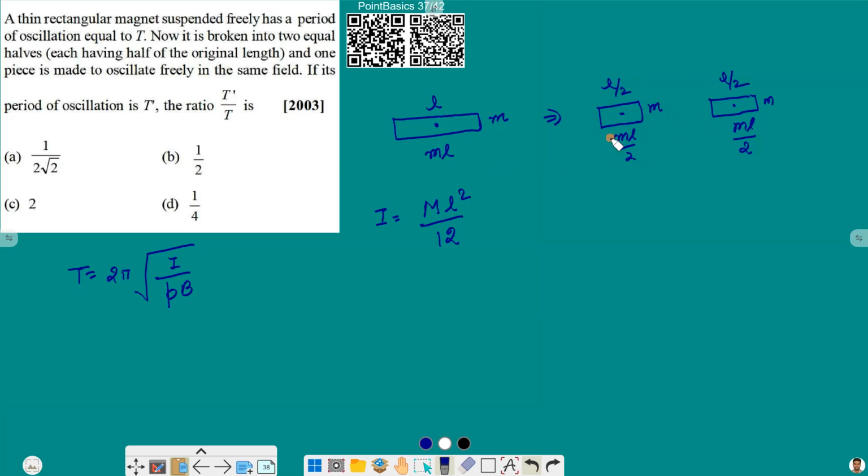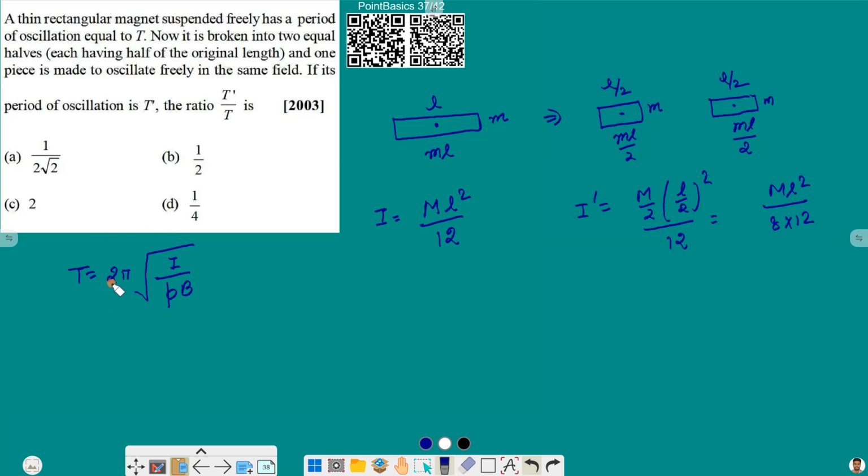Now we have to choose one of these because only half. Now in the second case, one half is oscillating. So I dash for this one will be, now as length reduced to half, mass also reduced to half, M by 2, and length is L by 2, divided by 12. So it will be ML square by 2 into 4, 8 by 12. So ML square by 8 into 12. That's the new moment of inertia.